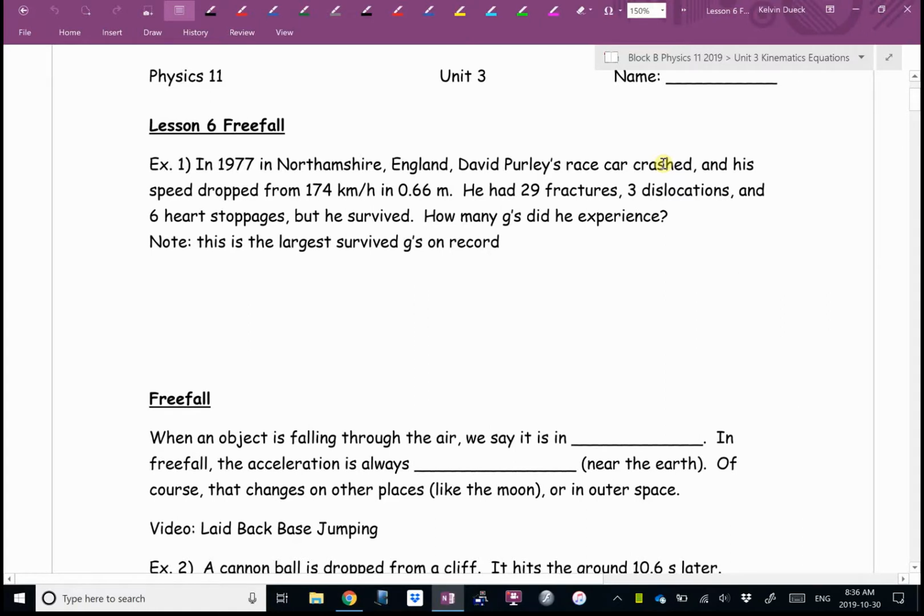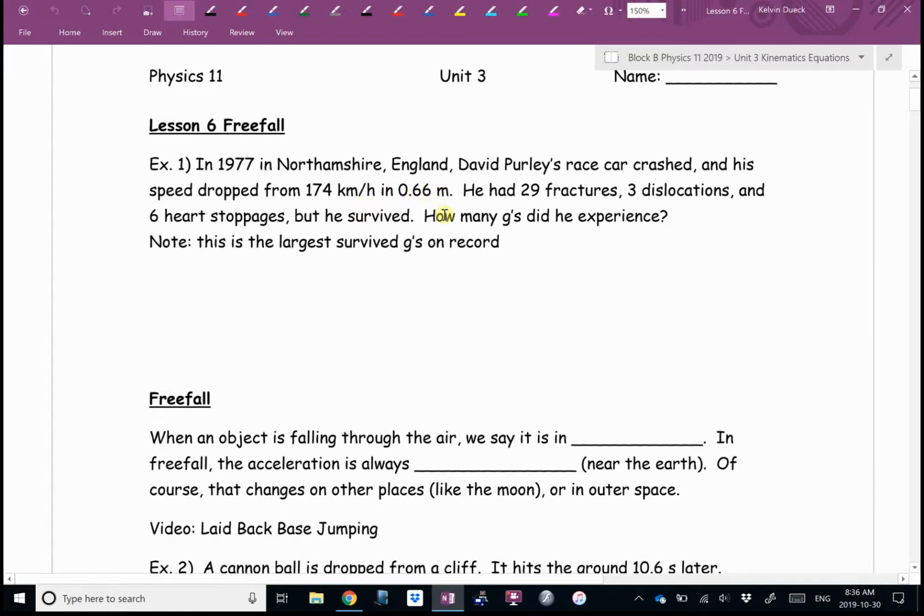So we talked about the concept of G's last day. I went on my rant that it's not a G-force, it's an acceleration. I'll just call it G's. 1 G is 9.8 meters per second squared. In 1977 in Northamptonshire, England, David Purley's race car crashed and his speed dropped from 174 kilometers per hour in 0.66 meters. I'm going to stop right there.